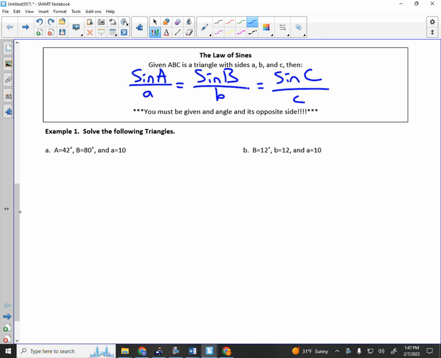The angles are not equal, but the sine of the angle divided by its opposite side is. So it's like a ratio almost. You know what I mean? That ratio stays constant. So we're going to solve this triangle, kind of like we always solve triangles before.